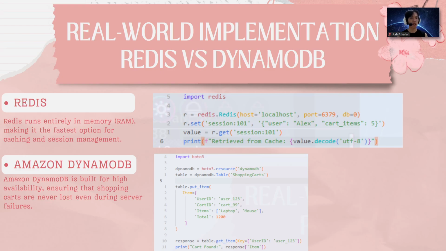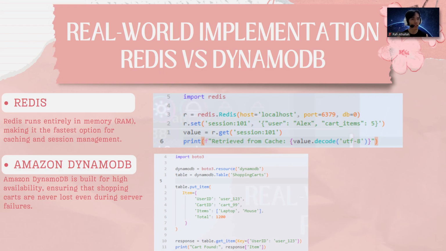Redis saves the data inside memory. Meanwhile, Amazon DynamoDB saves its data in hard drive or SSD. That's why, since Redis saves in memory, it is ultimately much faster than DynamoDB. How much faster? In DynamoDB, each time you want to do a query or get the data, it is probably in milliseconds. Meanwhile, in Redis, it's in microseconds.